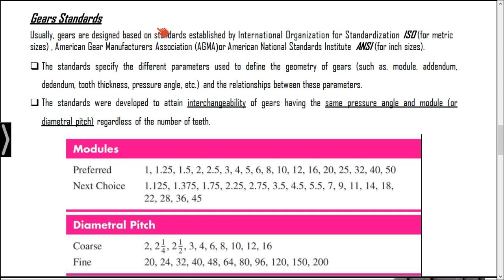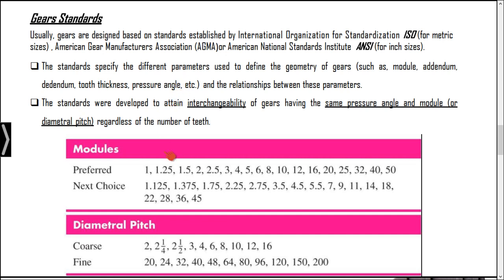Usually the standards are given by the International Organization for Standardization, ISO, for the metric sizes. The American Gear Manufacturers Association, AGMA, and the American National Standards Institute, ANSI, are also giving some standards, all for inch size. These systems are followed for the fabrication of gears. So these standards specify modules, addendum, dedendum, tooth thickness, all those things, and the relationship between the other parameters or nomenclatures.